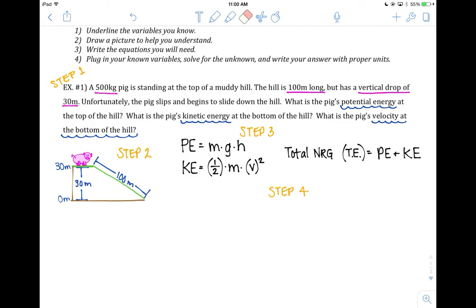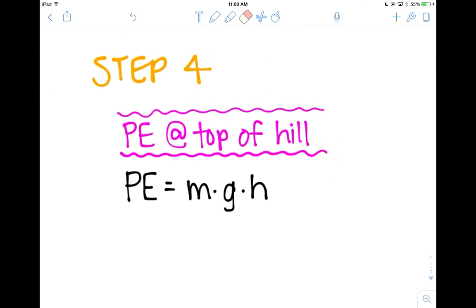So we're on to step 4. We want to plug in our variables, solve for the unknown, and write our answer. So let's just start by solving that first problem. What is the pig's potential energy at the top of the hill? So we write our potential energy equation of PE, or potential energy, equals mass times gravity times height. And if you don't know the gravity by heart, that's fine. I'm always going to give you that constant. We know it's 9.8 meters per second squared. Okay, so we can use that information then to help us out.